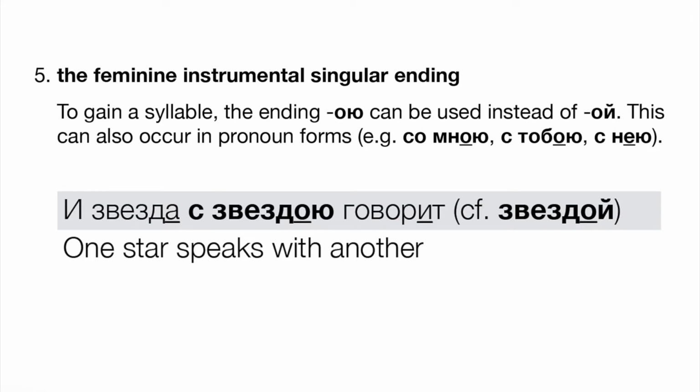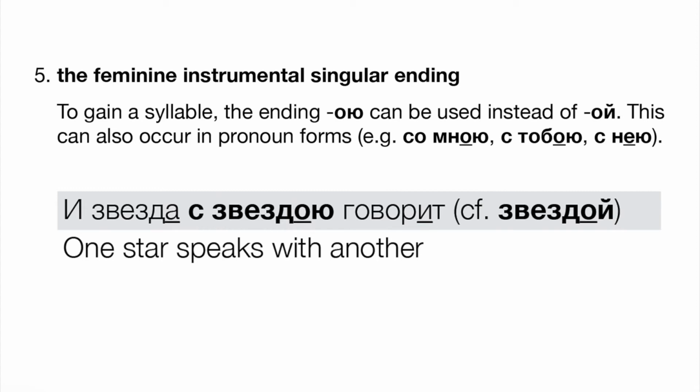So here's the Lermontov poem, again, another excerpt from «Выхожу один я на дорогу». «И звезда с звездою говорит». «И звезда с звездою говорит». So, yeah, nothing really hard about that. We're reading what we see on the page, звездою.